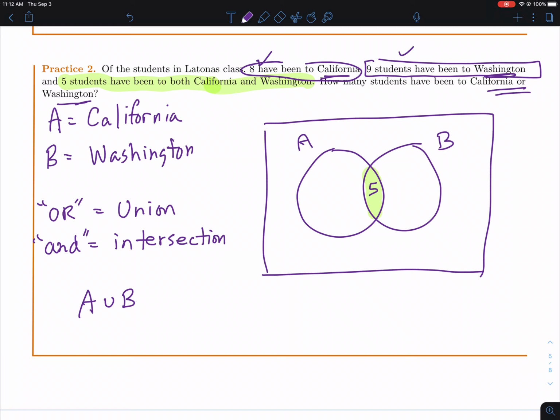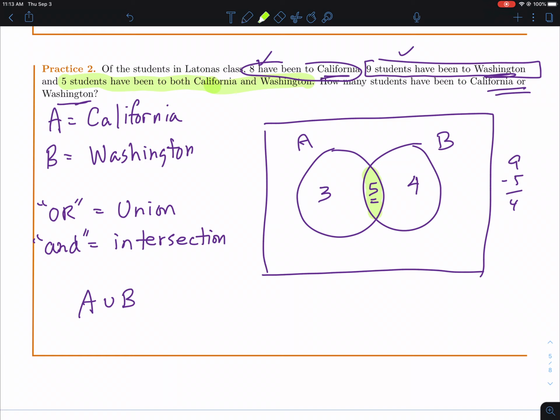So again, 8 students have been to California, but we already have 5 in the circle. So that means that only 3 have just been to California. So we've got 3 that's just been to California, 5 that's been to California and Washington. And similarly, we had 9 students that have been to Washington, but we've already had 5 that have been there. So we do 9 minus 5 to get the 4 that's just been to Washington. So now that we've got it all laid out, we're ready to finally answer this.